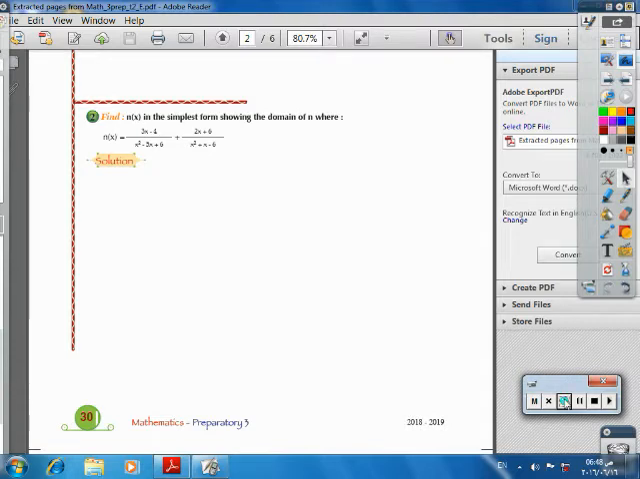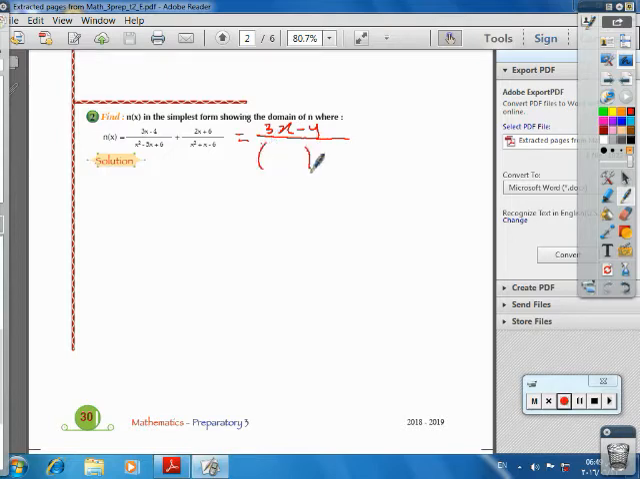Okay, example 2 on page 30 also. Find in the simplest form n(x) equals (3x − 4) over x² − 5x + 6, plus the second fraction (2x + 6) over x² + x − 6. Okay, the first step. The first fraction, in the numerator 3x − 4, in the denominators we can factorize it.